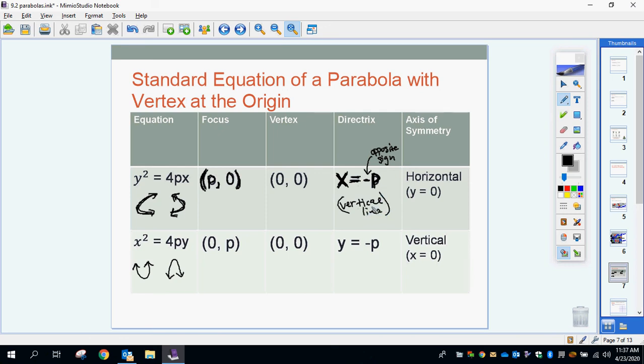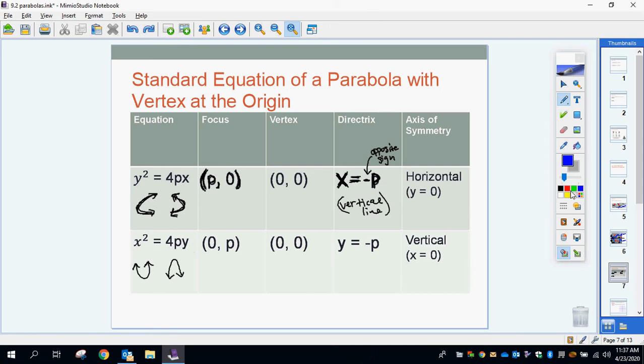Okay, and I just like to reference that. It's a vertical line because it needs to run perpendicular with this line of symmetry. So if that's the line of symmetry, our directrix needs to be up and down in blue.